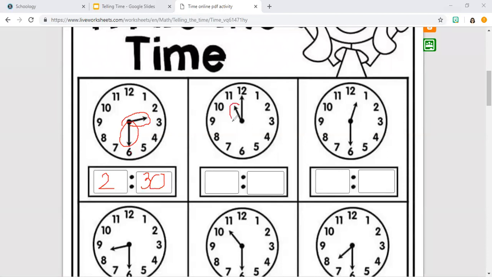Now, how about this example? Our hour hand points at 11, and the minute hand points at 12. You can say 60, but if the minute hand points at 12, it means 00. Okay? Is everything clear now? For more practice, grade 1, you're going to practice this one with the help of your parents, okay?